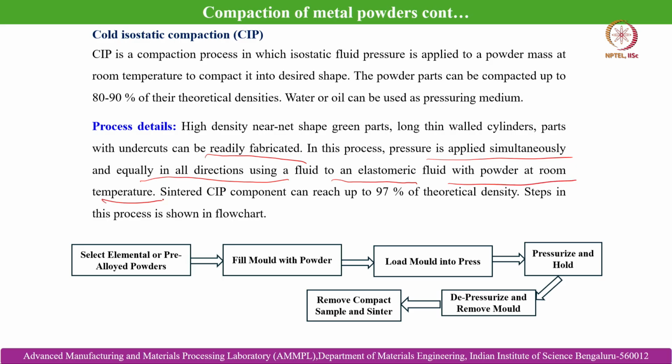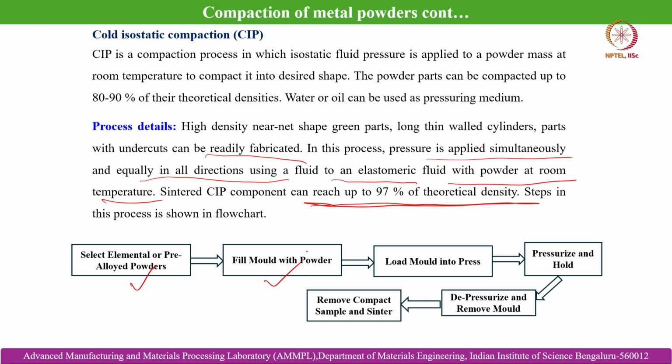So, a sintered CIP component can reach up to 97% of the theoretical density, which is much higher than the density we can achieve by loose powder sintering or even by uniaxial compaction assisted sintering. There the density varies between 87 to 95%, whereas we can go up to 97% of theoretical density of the material concerned by employing the cold isostatic pressing technique.